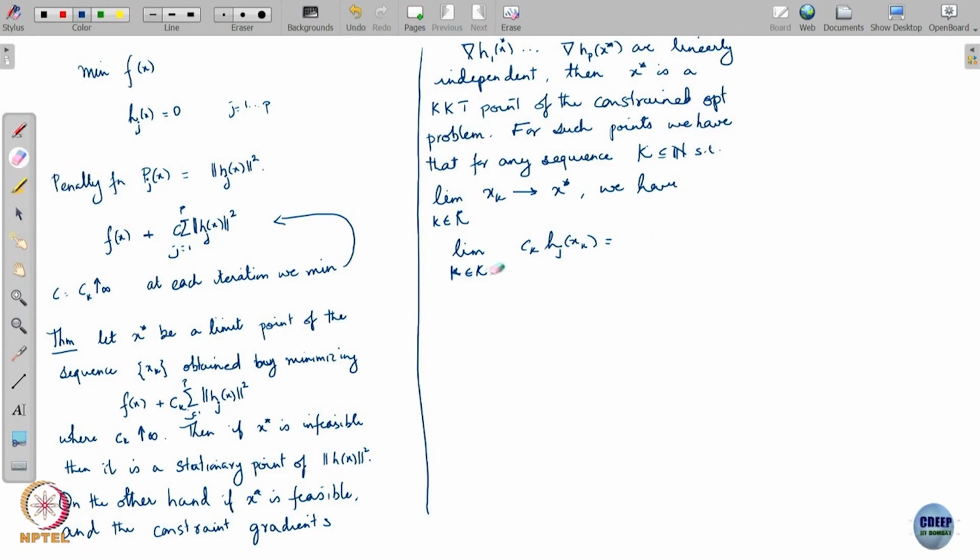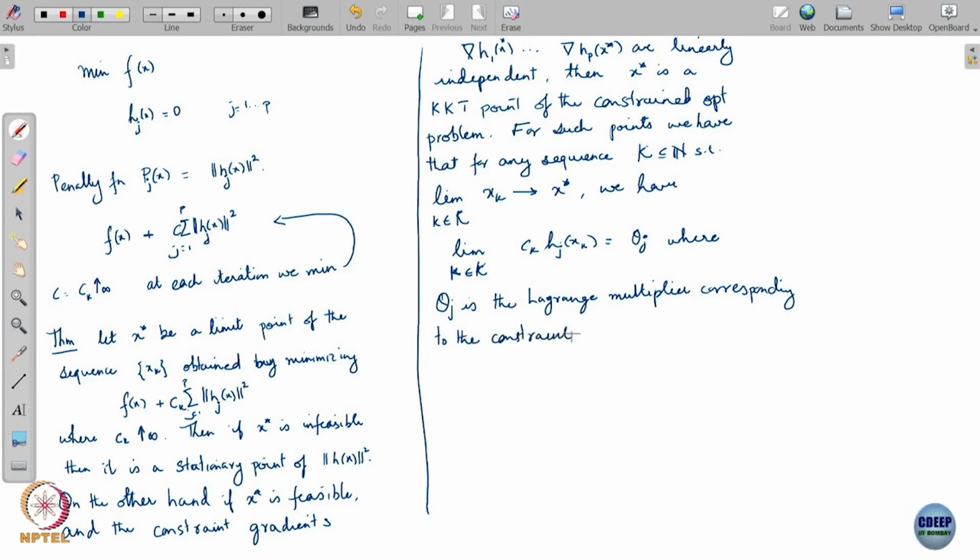We have that the limit as k runs over the sequence capital K, the limit of c_k times h_j of x_k equals theta_j, where theta_j is the Lagrange multiplier corresponding to the constraint h_j of x equal to 0 in the KKT conditions at point x star.